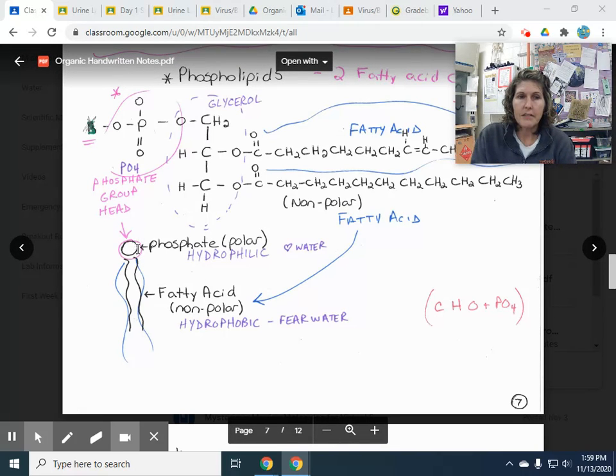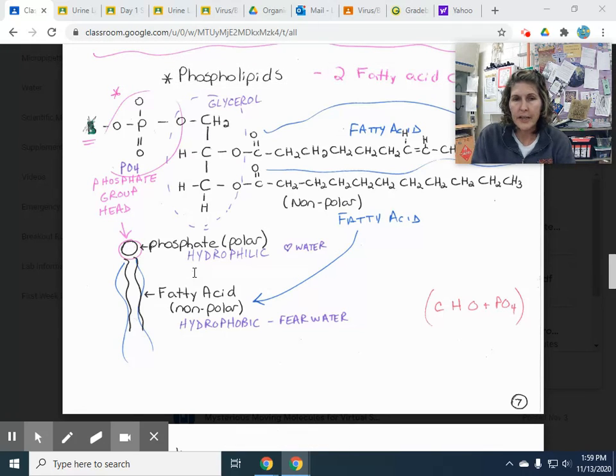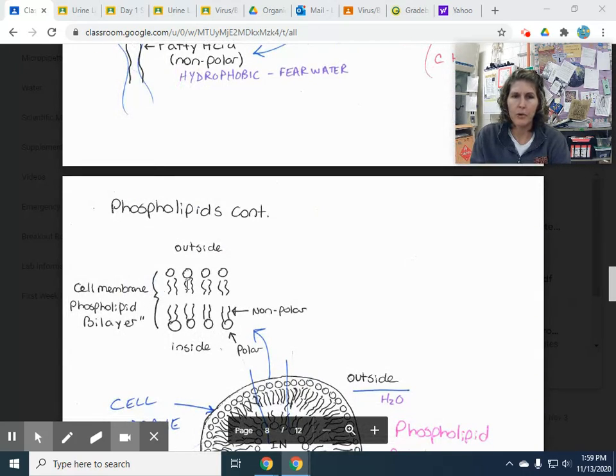Remember we said this phosphate head is polar. It loves to be near water. It is hydrophilic. Your fatty acid tails, anything that's fat, is going to be hydrophobic, doesn't want to mix with water, has a fear of water, and it has a non-polar end.